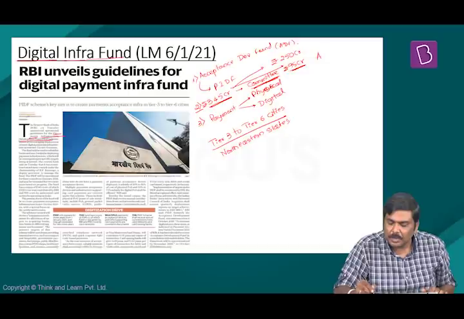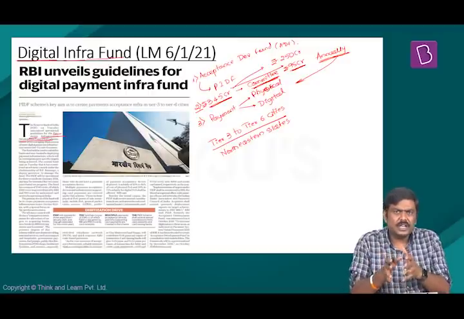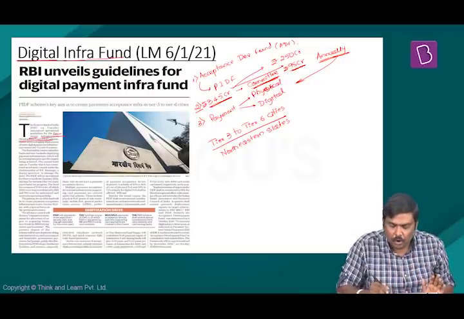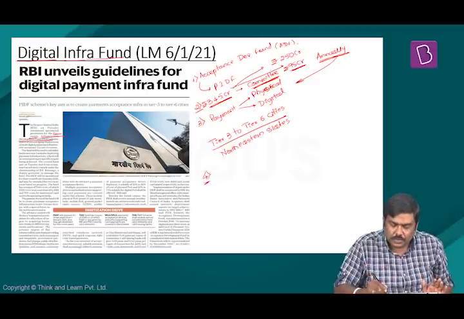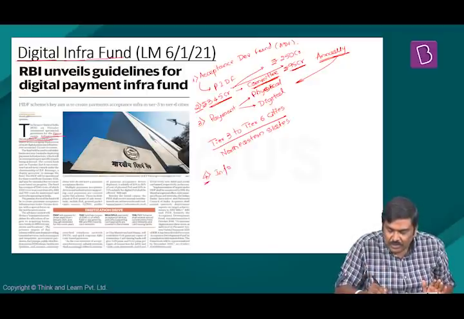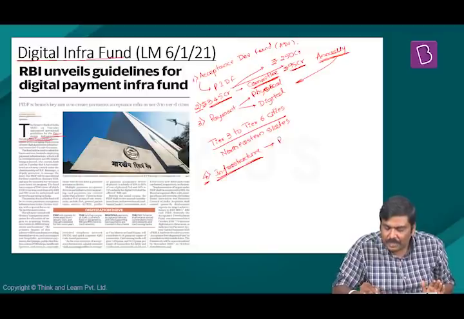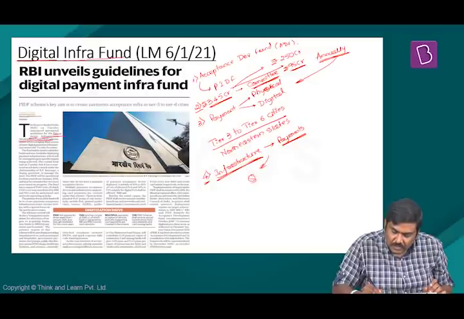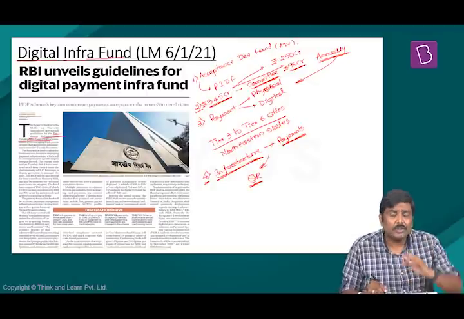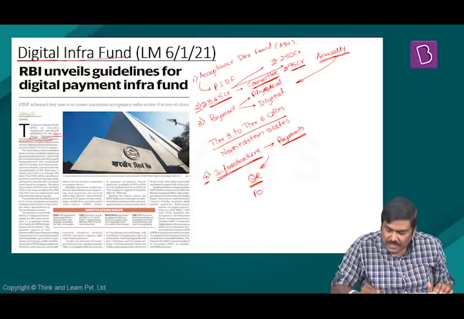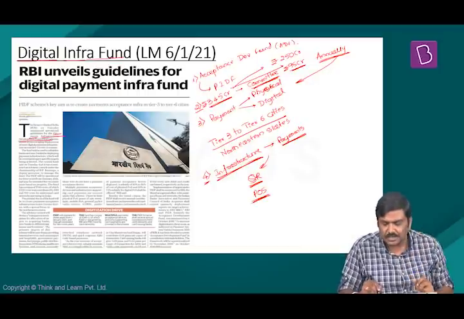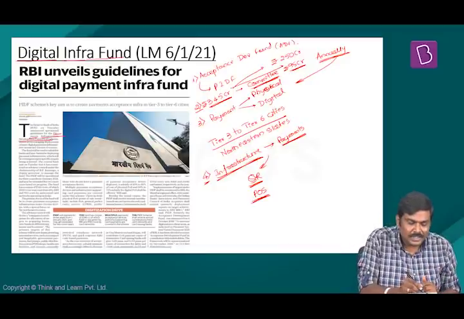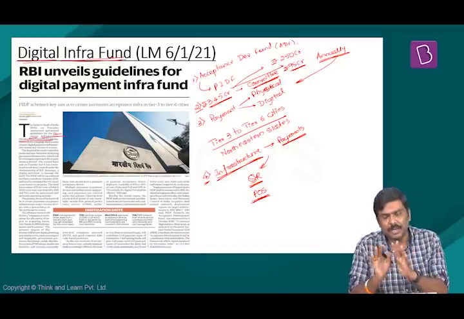And annually, there will be contributions made by these companies or payment intermediaries which are going to use this infrastructure. The objective of this PIDF is to develop the infrastructure which will help in promoting the acceptance of these kinds of payments in these areas. For example, payment infrastructure which will utilize QR codes will be developed or subsidized under this. The point of sale machines will be subsidized under this. So this is the objective of the digital infrastructure fund which is being promoted by RBI now.